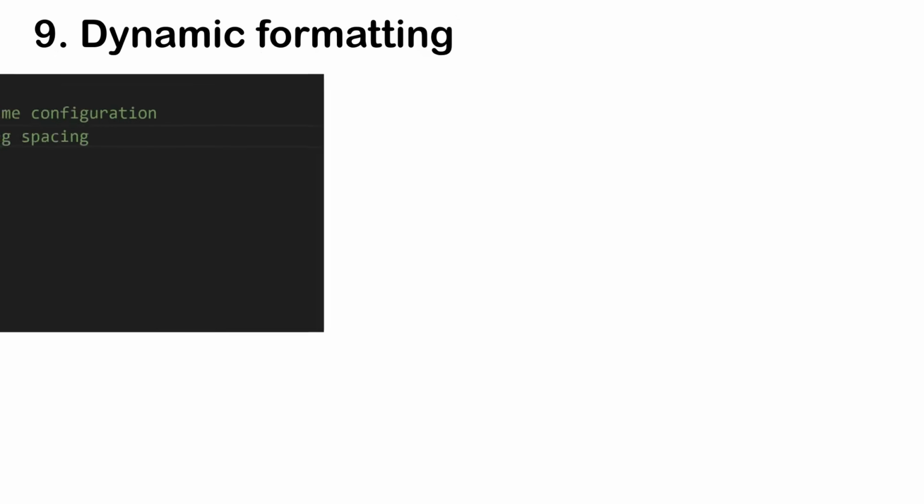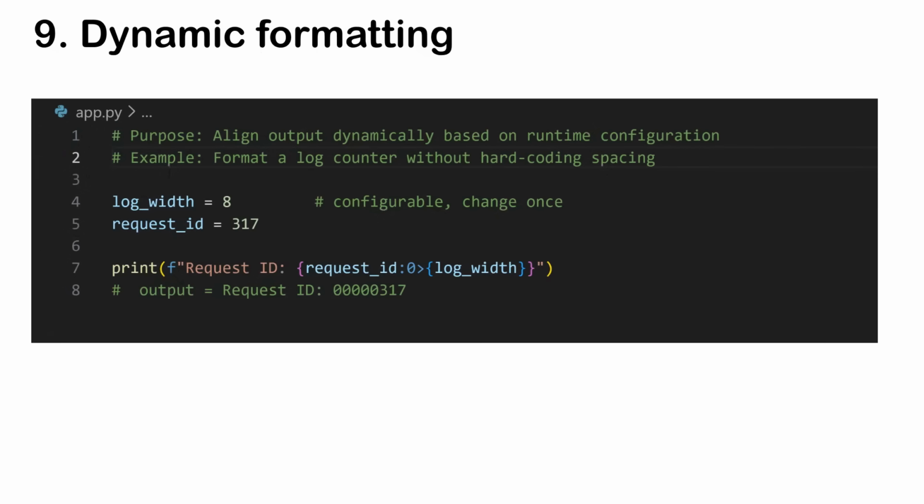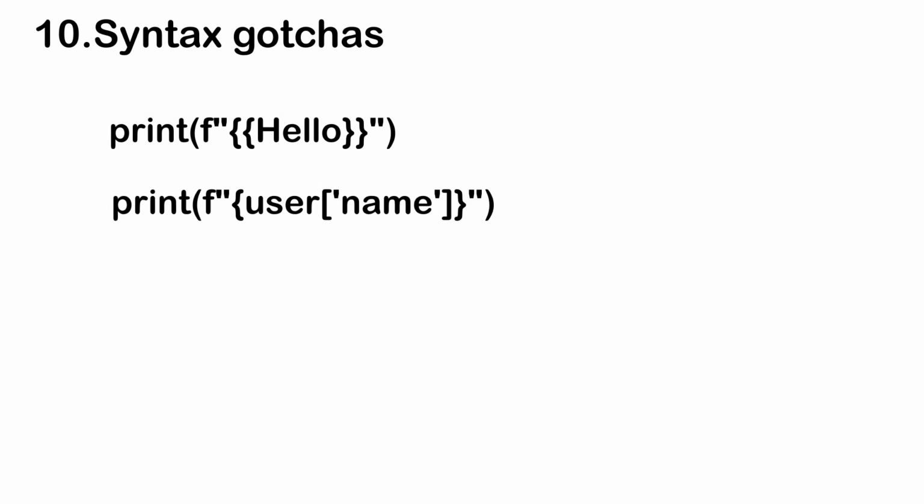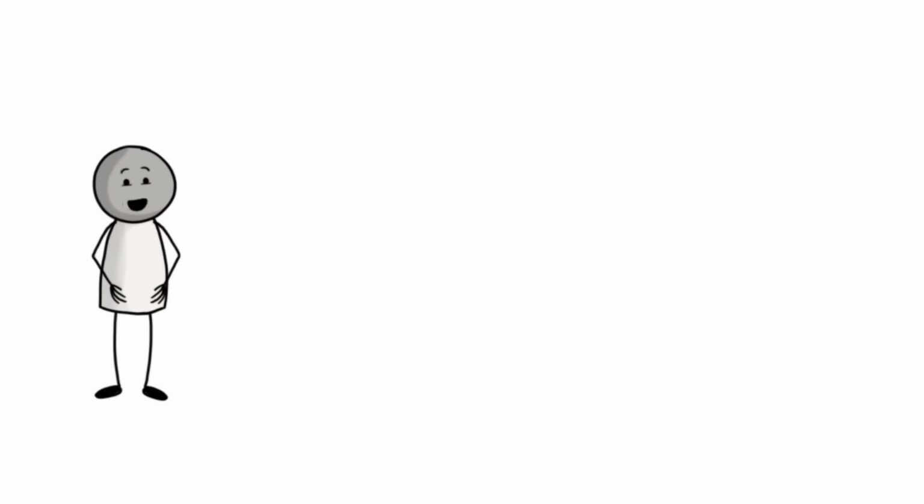9. Dynamic formatting. Yes, f-strings can nest. You can control formatting dynamically. User-controlled layouts, config-driven formatting, zero hacks. 10. Syntax gotchas. Small but important. Need literal braces? Do like this. Access dictionary keys? This is the way. Simple rules, predictable behavior.